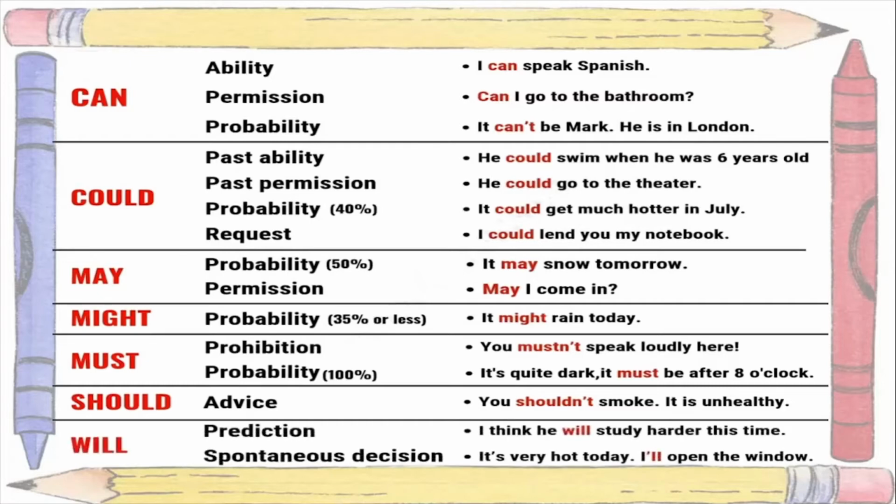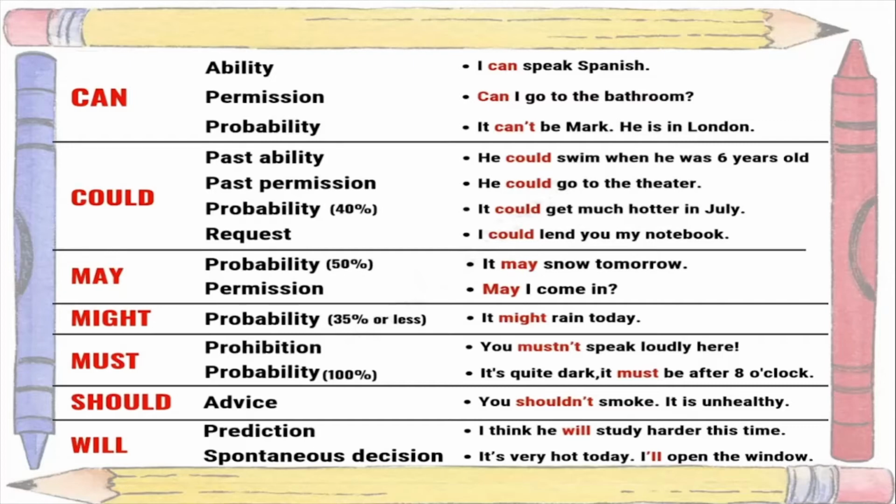Alright, and finally we have will. Will is a kind of prediction, or will is also a kind of spontaneous decision. You took a decision on the spot. For example, for prediction you will say, I think he will study harder this time. Okay, it's a prediction because last time he failed or did not get very good marks. So he will study harder this time.